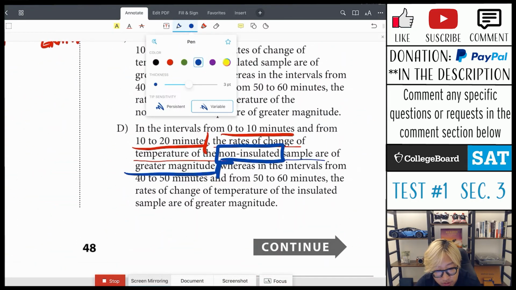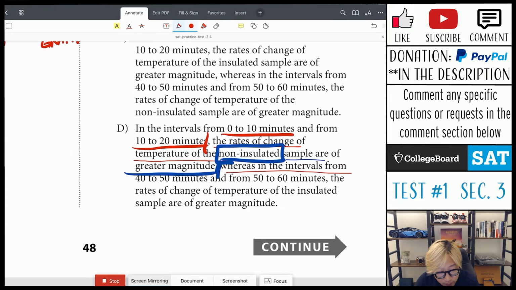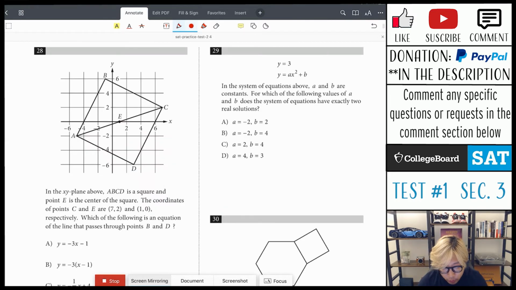So let me just double check that part too. Whereas the intervals from 40 to 50 and 50 to 60, later on, the rates of change of temperature for the insulated sample are of greater magnitude. Absolutely. D is correct.